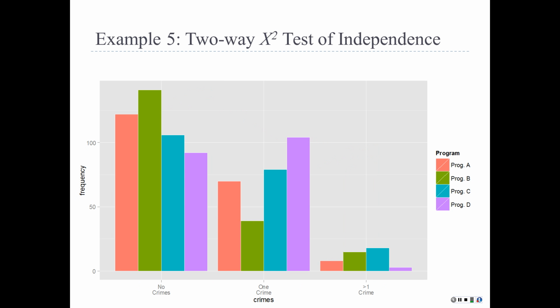Now we could also plot this the other way. We could put the number of crimes on one axis and then cluster by programs. That might give you a different view of things. Here you can see program B is the leader in no crimes, program D is the leader in 1 crime, and program C is the leader in more than 1 crime.